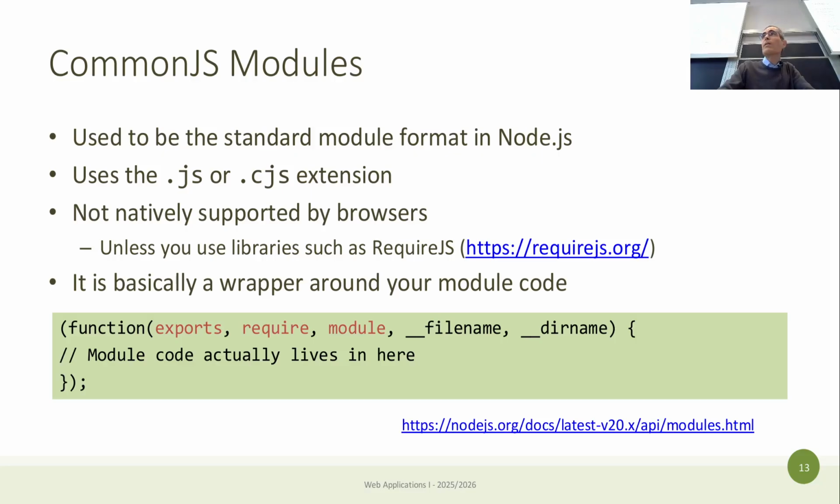CommonJS. CommonJS is the other format. Actually, it was born before ES6, okay? It was born with Node, and it was the standard format for Node, okay? And it uses this trick of the function, etc., done automatically by Node, okay? But this is just a technicality.